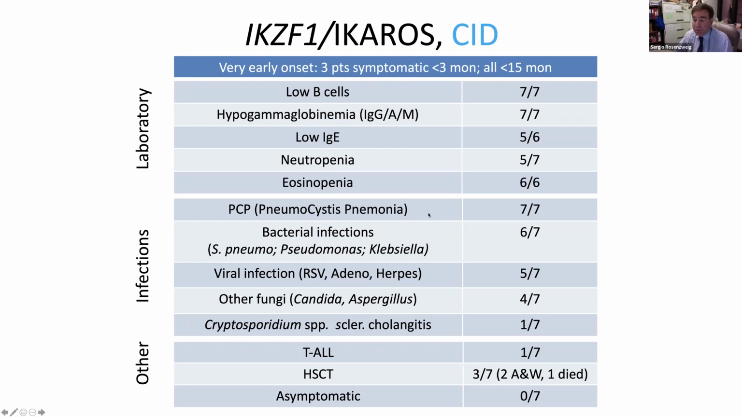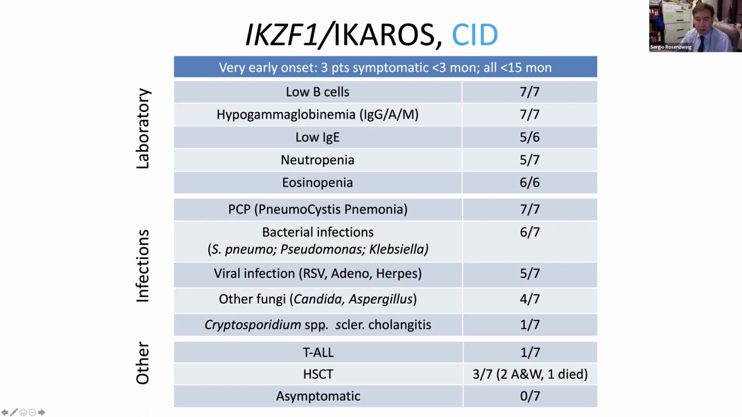PCP or PJP was present in all our patients, but on top of that, they have severe bacterial infections like strep pneumo, Pseudomonas, Klebsiella, and viral infections: RSV, adeno and herpes. Adeno and RSV took our patients to the ICU and they needed mechanical ventilation. Other fungi besides the PJP, Candida and Aspergillus, in 4 out of 7. So clearly, this was a very severe disease, not like the other one that's just an antibody deficiency.